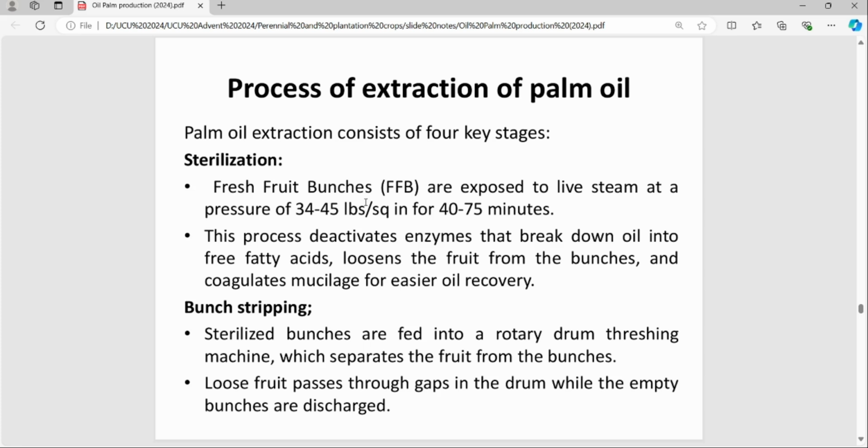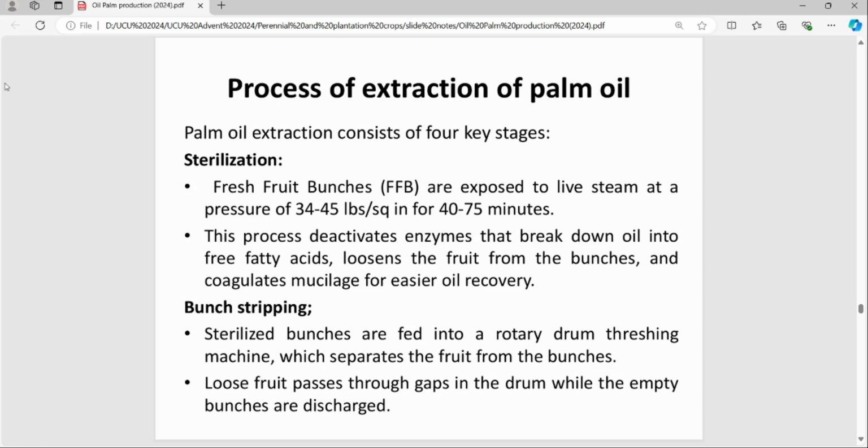Sterilization is done for about 45 to 75 minutes. This process deactivates the enzyme that breaks down oil into free fatty acids, which affect the quality of the oil. So when sterilization is done, the enzyme that leads to the formation of the free fatty acids is deactivated. And then the steam also loosens the fruits from the bunches, making it easy for them to come off during the batch stripping stage. And then the live stream of steam will also help coagulate mucilage for easier oil recovery.